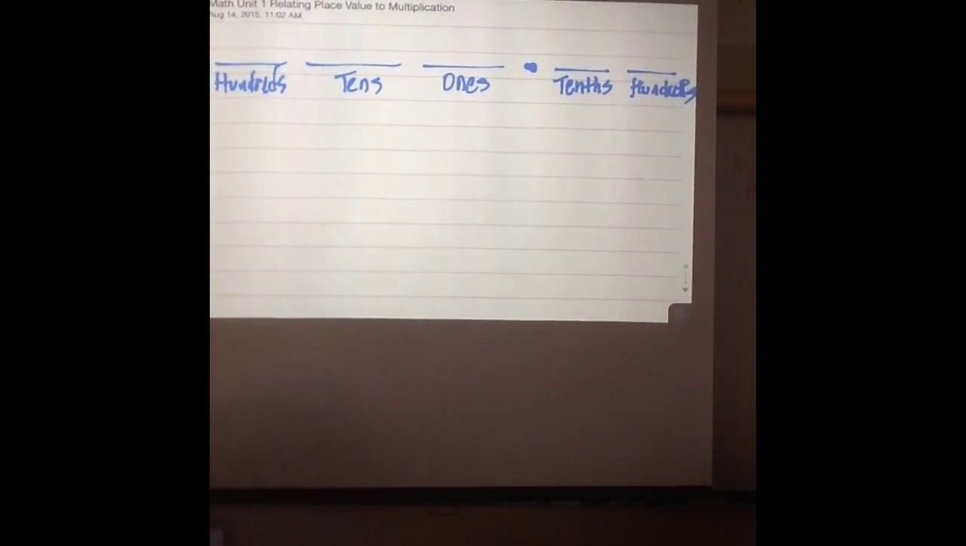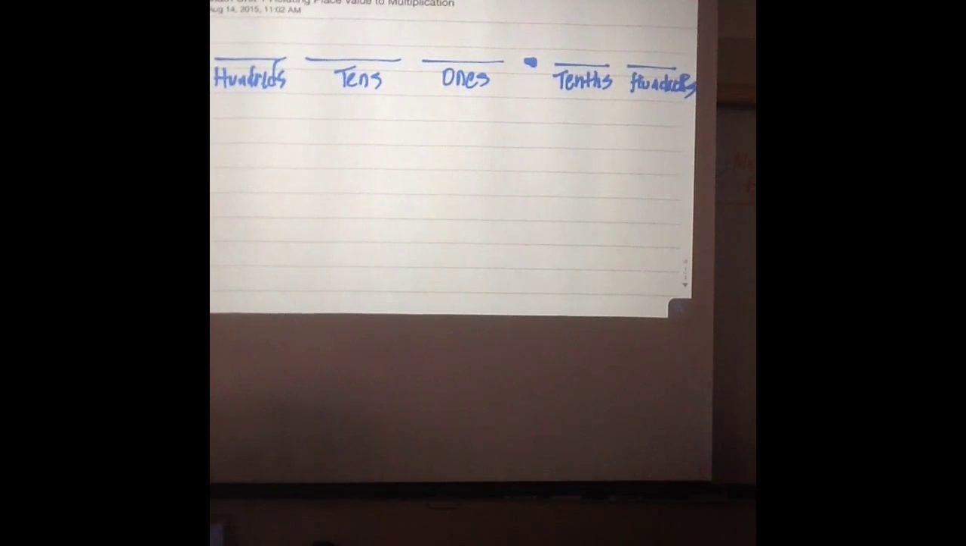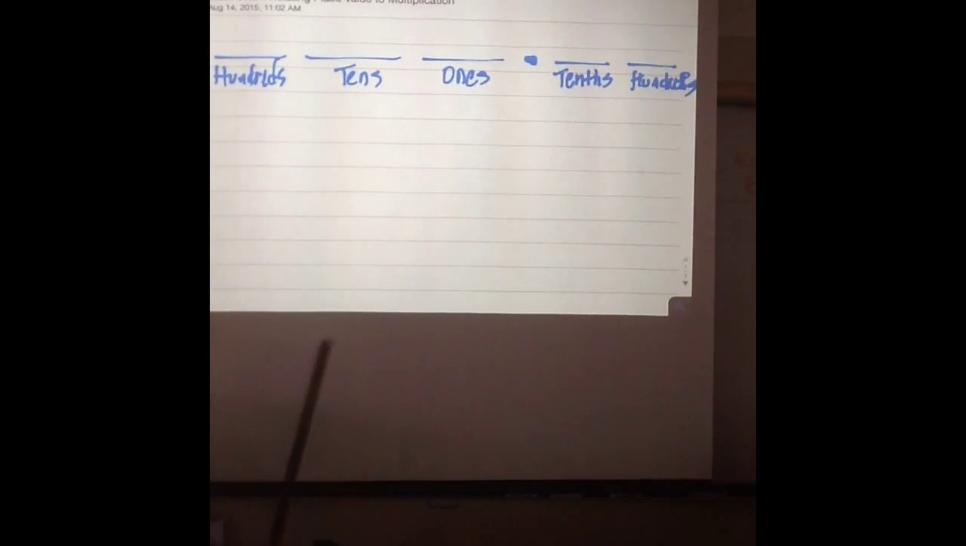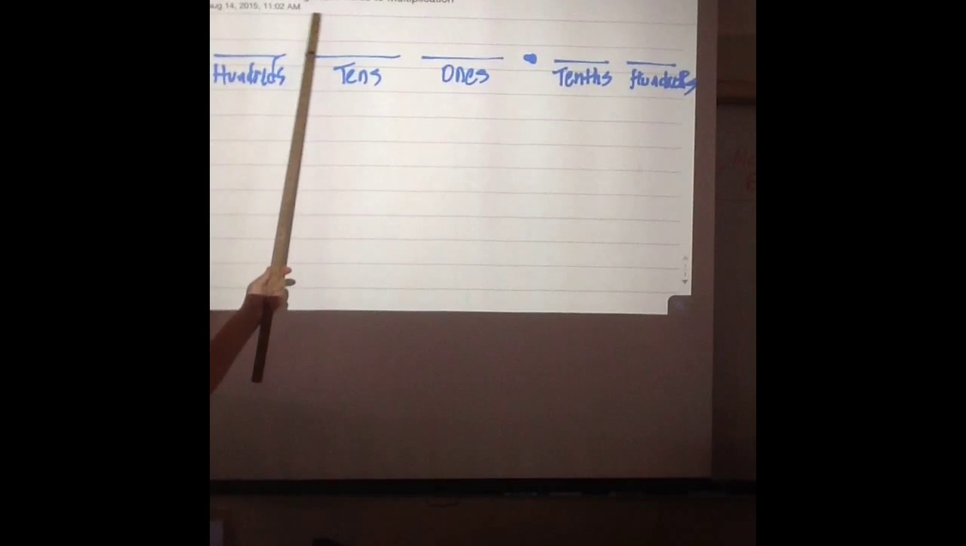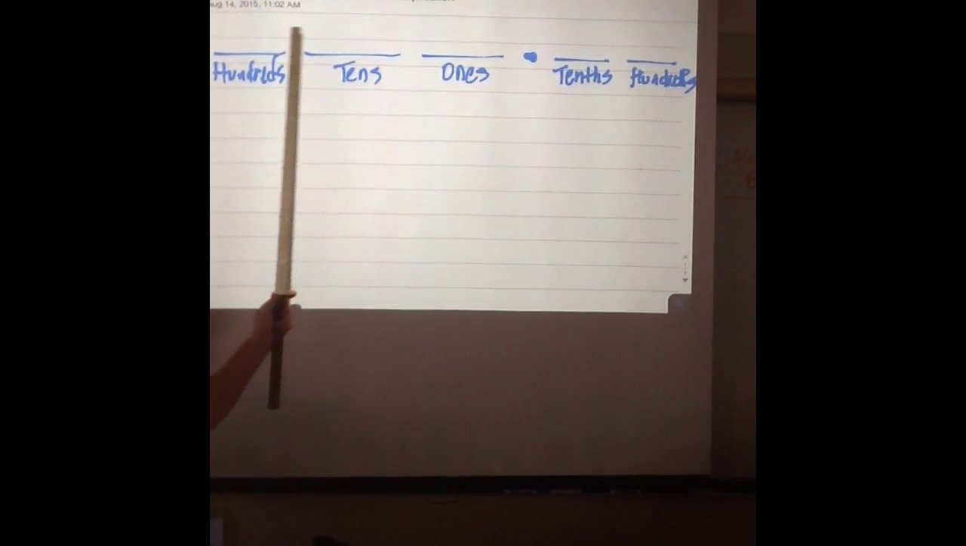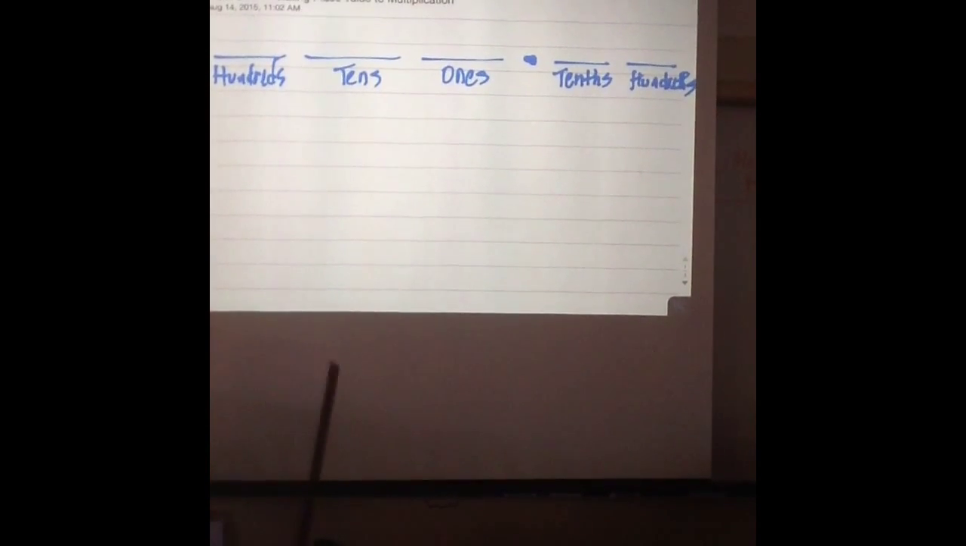Welcome back to math. Today it's math unit 1, relating place value to multiplication. Relating place value to multiplication.